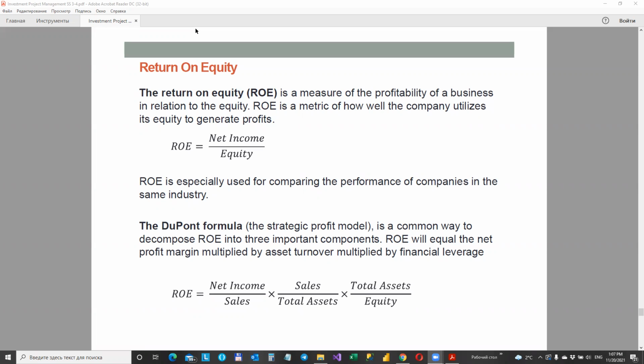While higher return on investment ought intuitively to imply higher stock prices and higher valuation of the project, in reality, predicting the stock value of a company based on its ROE is dependent on too many other factors to be used by itself. We can also discuss the DuPont formula, also known as the strategic profit model, a common way to decompose ROE into three important components.